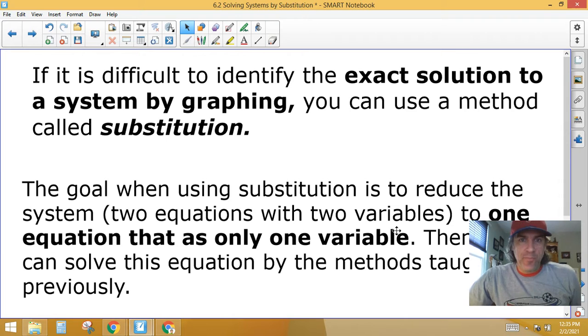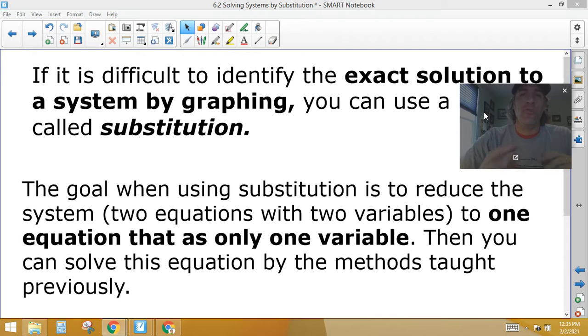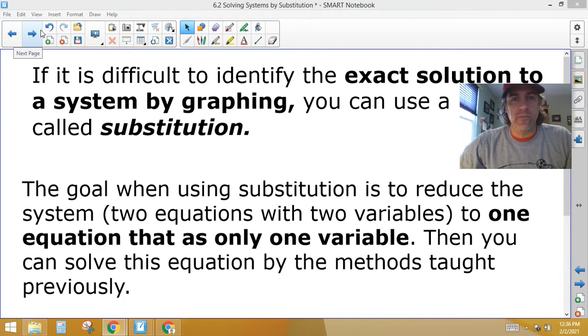So with graphing, sometimes the equations will not always line up nicely where they intersect. So there's this other method called substitution. The goal of substitution is we want to turn both of those equations into one equation that has one variable instead of two equations with two variables. And it really is quite simple. Here's a brief example, and then we'll get into some notes about it.